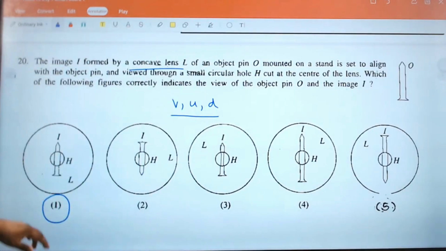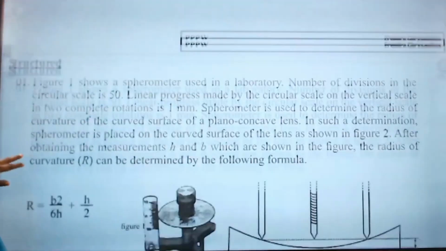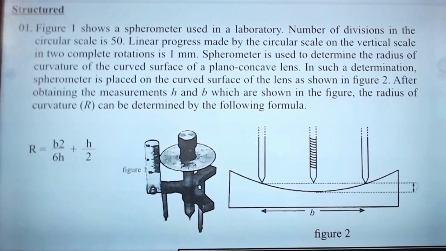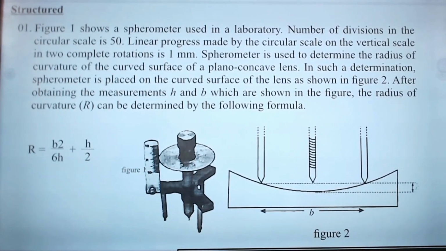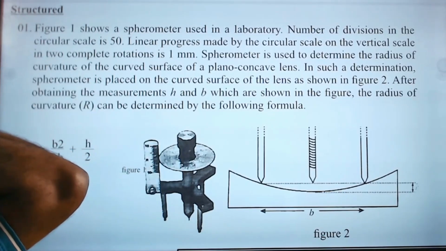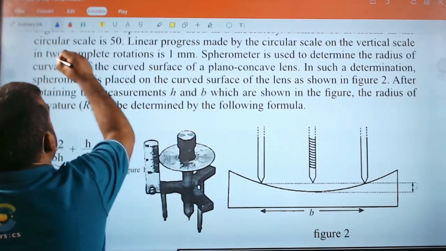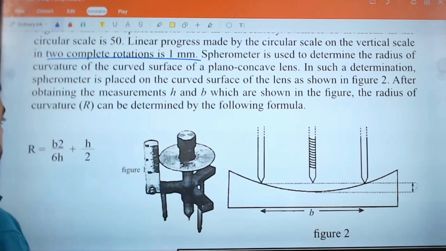Moving on. Structured question. Here, figure shows a spherometer used in a laboratory. Number of divisions in the scale is 50. Linear progression made by the scale in the vertical seat for 2 complete rotations is 1 millimeter. Be careful. Pitch is 1 complete rotation. Right.